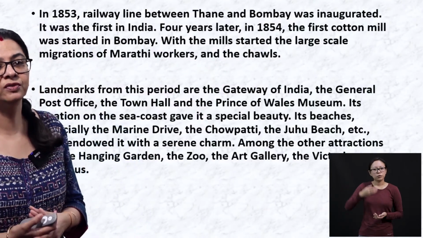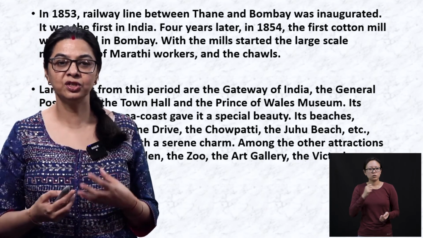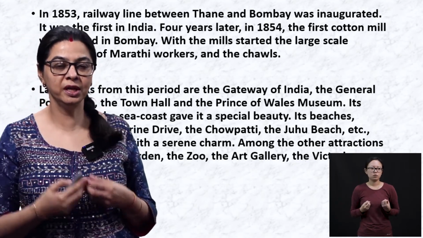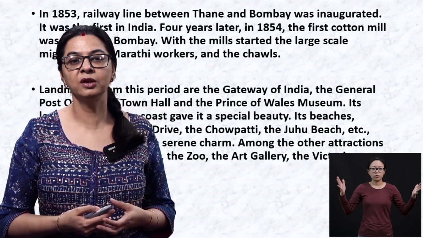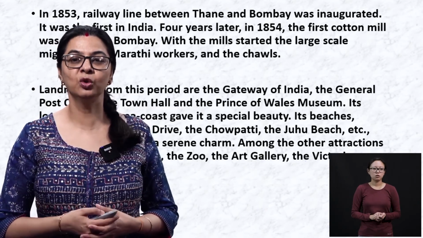In 1853, the railway line between Thane and Bombay, so Thane is now New Bombay, was inaugurated and it was the first in India. Four years later, in 1854, the first cotton mill was started in Bombay. And because of these mills, started the large-scale migration of Marathi workers and the chols. Whenever you see industries coming up, you will also see laborers coming in, but laborers are not paid that much and they do need a residence to live. And that is how the chols came into existence.